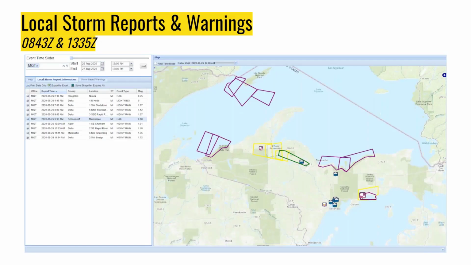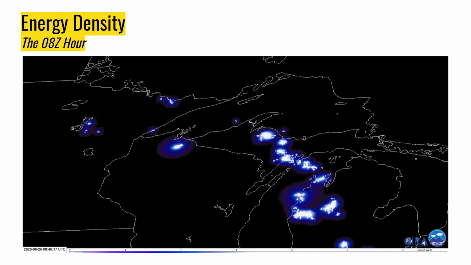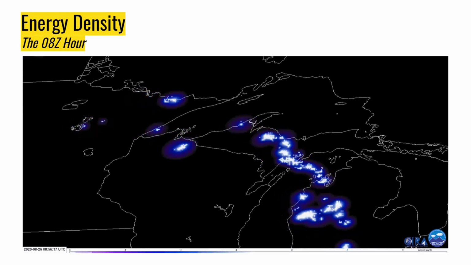Okay, so moving on to the next event here that was definitely more into that marginal category, August 26th. So you can see here that we had several warnings out. This was actually a little bit more of a heavy rain type situation. So you can see some of those icons there from LSRs. But the two that I wanted to focus on was the hail and the lightning LSR. So here's the energy density product at the 8Z hour. So this is in the overnight period.